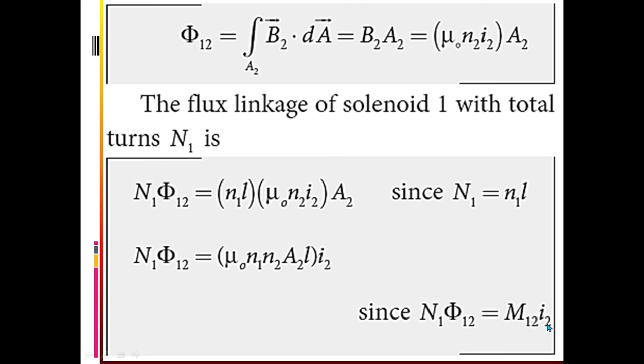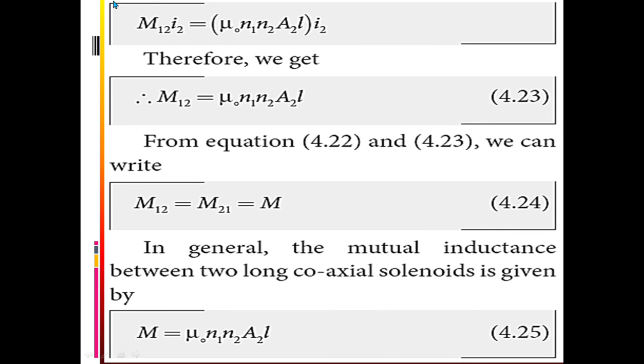Since N1 phi 12 is equal to M12 I2, substituting this value, we obtain M12 I2 is equal to mu naught n1 n2 A2 L into I2. I2 cancels. Therefore, we get M12 equal to mu naught n1 n2 A2 into L. So M12 is equal to M21, both are equal, so we can write it as M, capital M.